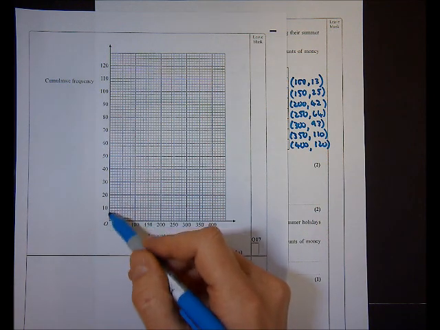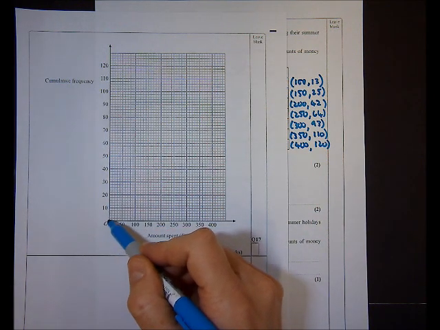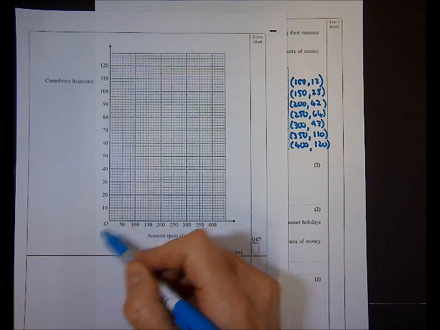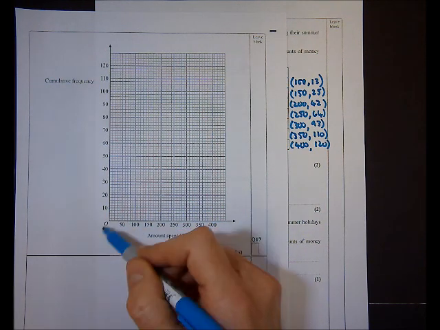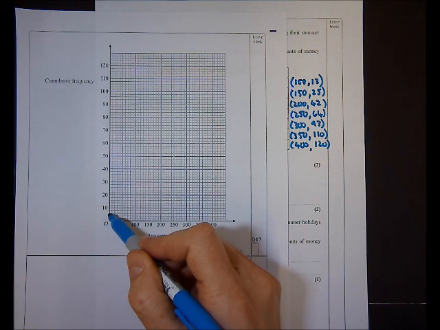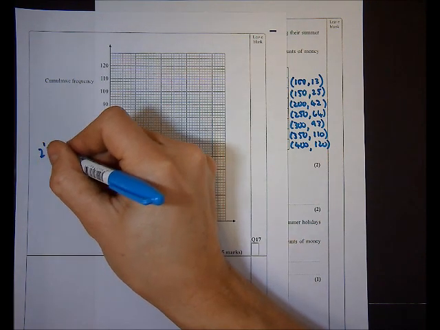Now I need to make sure I read this scale carefully. At the moment, it goes from 0 to 10, and I'm going to check whether it goes up in ones. So 1, 2, 3, 4, 5. It doesn't go up in ones. I'm going to try 2s: 2, 4, 6, 8, 10. So this scale is going up in 2s.